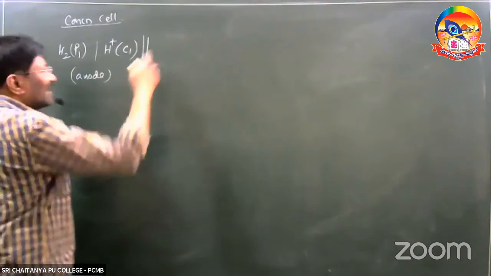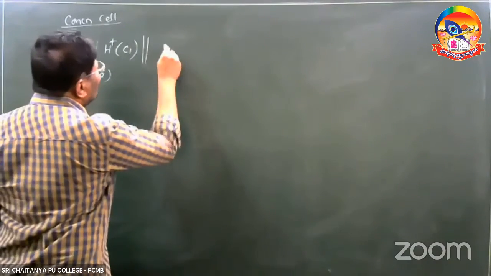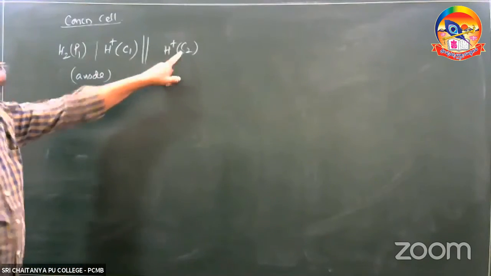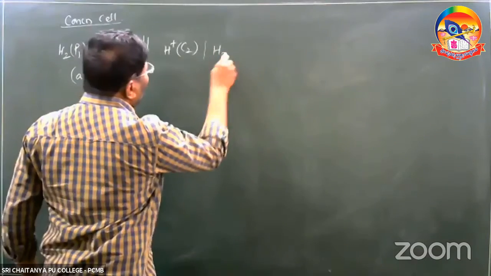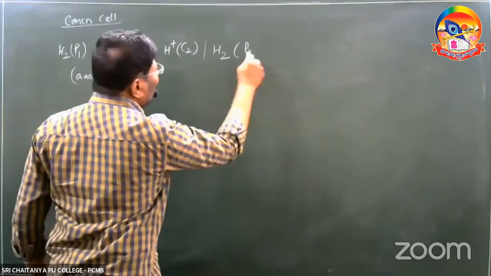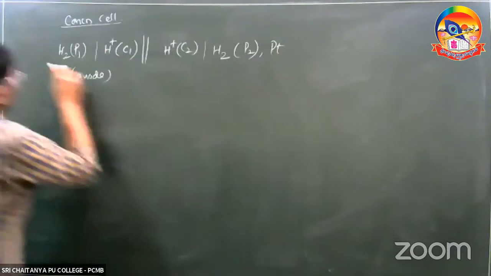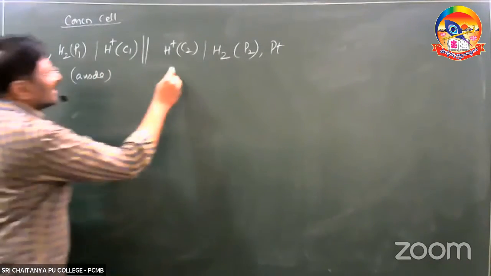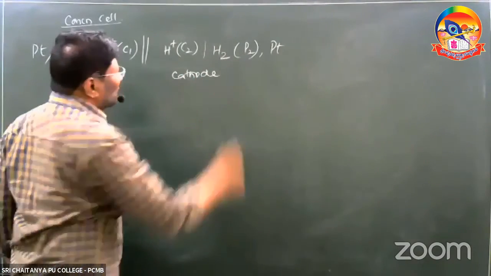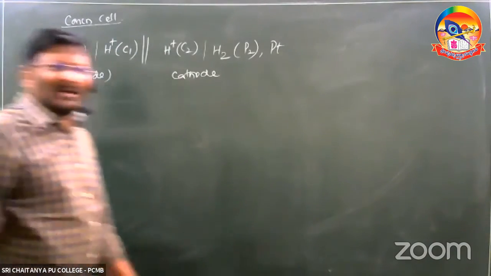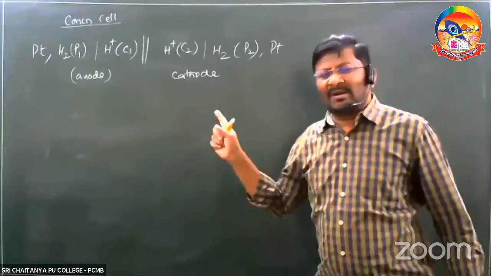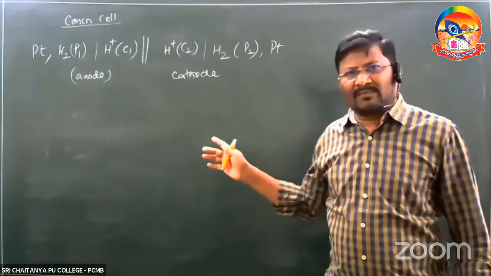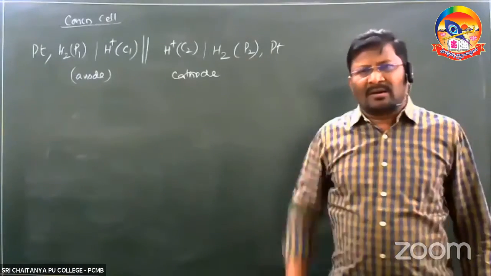The RHS is the same: H+ concentration is C2, and it is in contact with hydrogen gas at a pressure of P2. Of course, platinum metal must be there. So this is the cathode. Now we have to write down, and that is important for competitive exams. Please remember, this will not be given in our regular textbook.